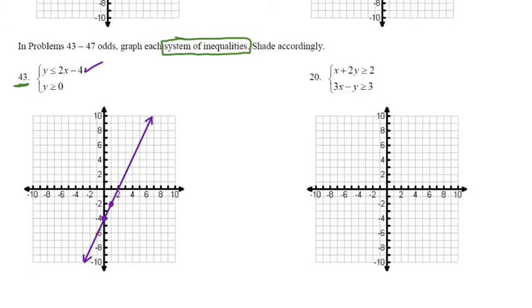Excellent, and we'll shade this in just a second. Let's get the other line up here too. So I'm going to do the second one in blue there. It's y greater than or equal to 0. You know it's going to be either a horizontal or a vertical line. You probably know which one, right?